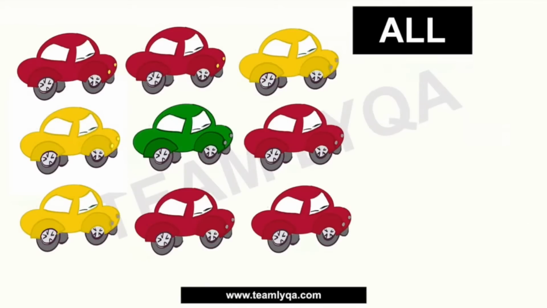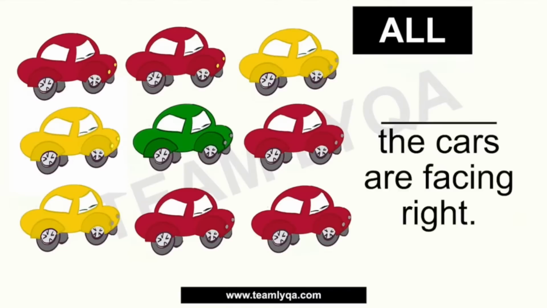So, let's take this sentence. Sabi niya, blank, the cars are facing right. So, tingnan natin yung mga kotse. Lahat ba sila nakaharap sa right? Okay. Ito yung wiper niya, nandito sa right lahat, no? So, ibig sabihin, all of these cars are facing right. So, all the cars are facing right, pwede. All of the cars are facing right, pwede rin.